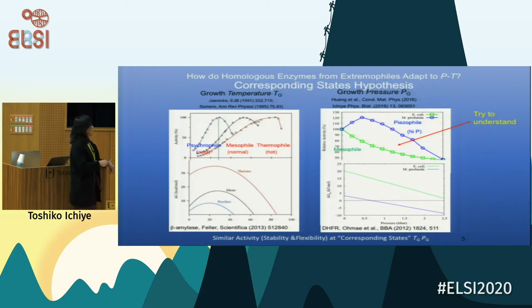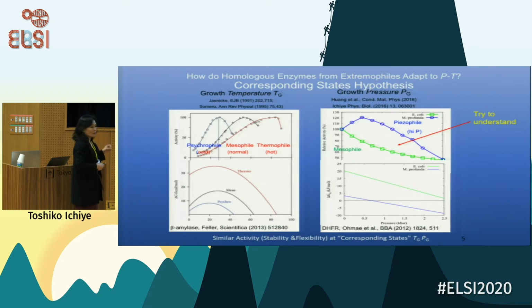My colors have gone wacko, but thermophiles are organisms that live at high temperatures, mesophiles at normal temperatures, and psychrophiles at cold temperatures. The idea is that if you look at enzymes from these different kinds of organisms, this axis here is activity, this is temperature. The activity is going to be at a maximum near the growth temperature of the organism that it comes from. That sounds logical, okay? So this is maximum activity: hot, medium, and cold.